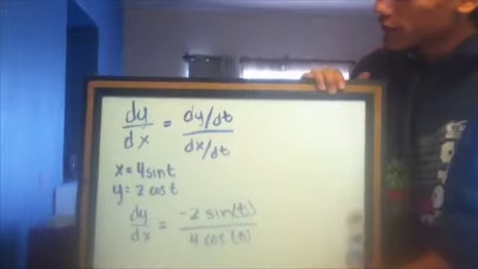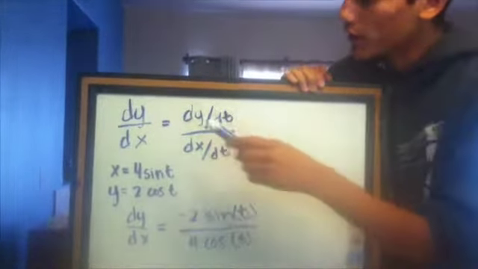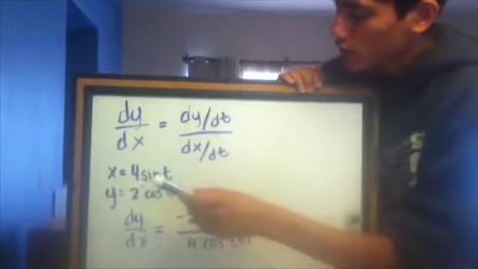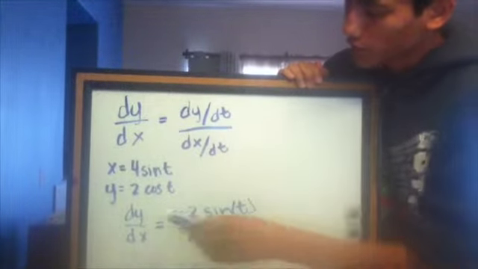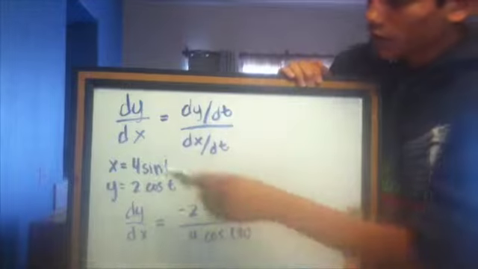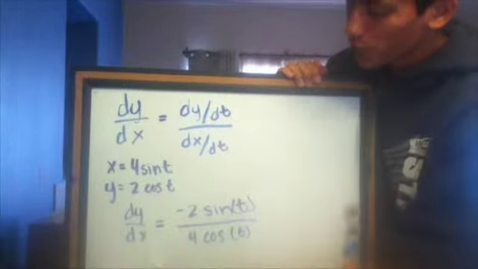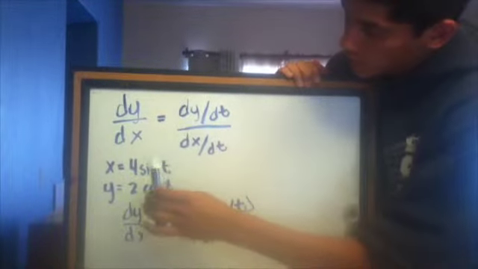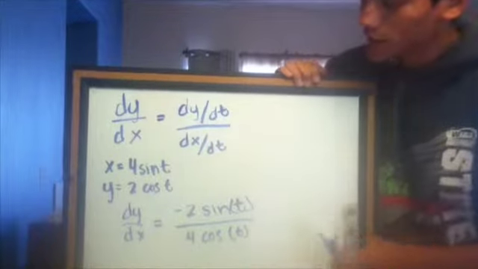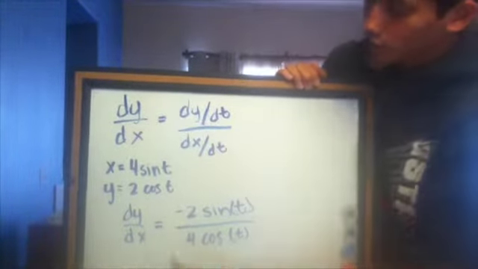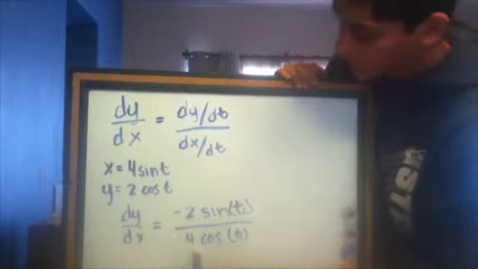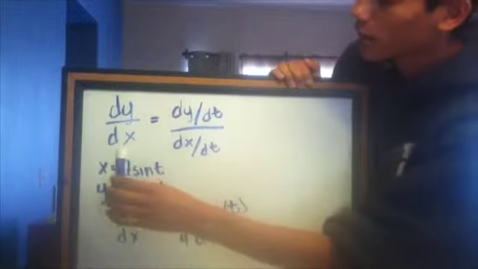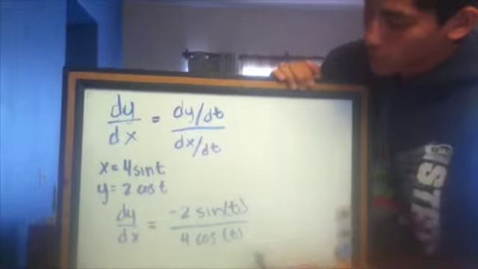Okay, using the definition of parametric equations, dy/dx is equal to dy/dt over dx/dt. So using these equations, x equals 4 sine t and y equals 2 cosine t, you take the derivative of each function on its own, and then you plug in. So dy/dt would be equal to negative 2 sine t because y is equal to 2 cosine t, and the derivative of 2 cosine t is negative 2 sine t. And dx/dt is 4 cosine t because when you find the derivative of 4 sine t, it's 4 cosine t.